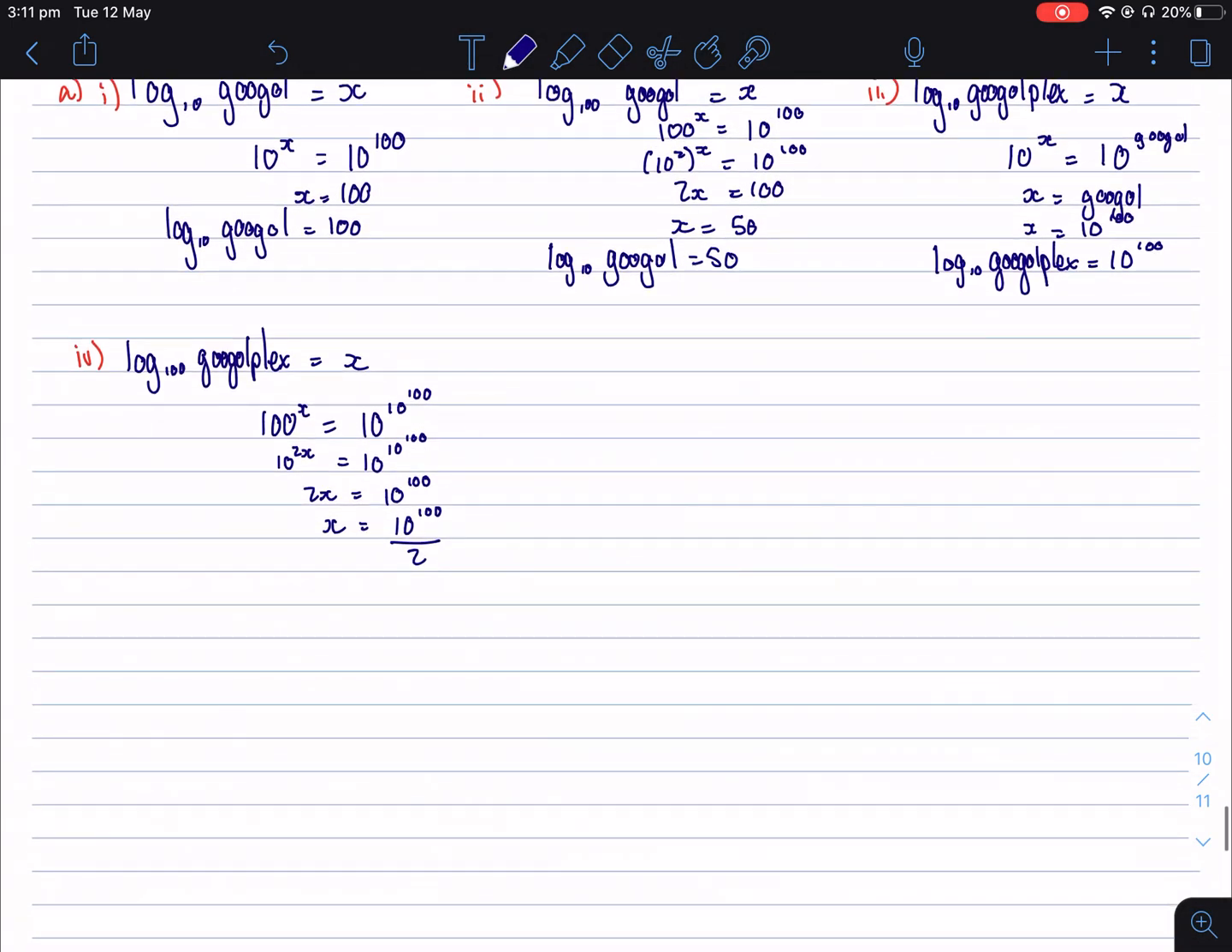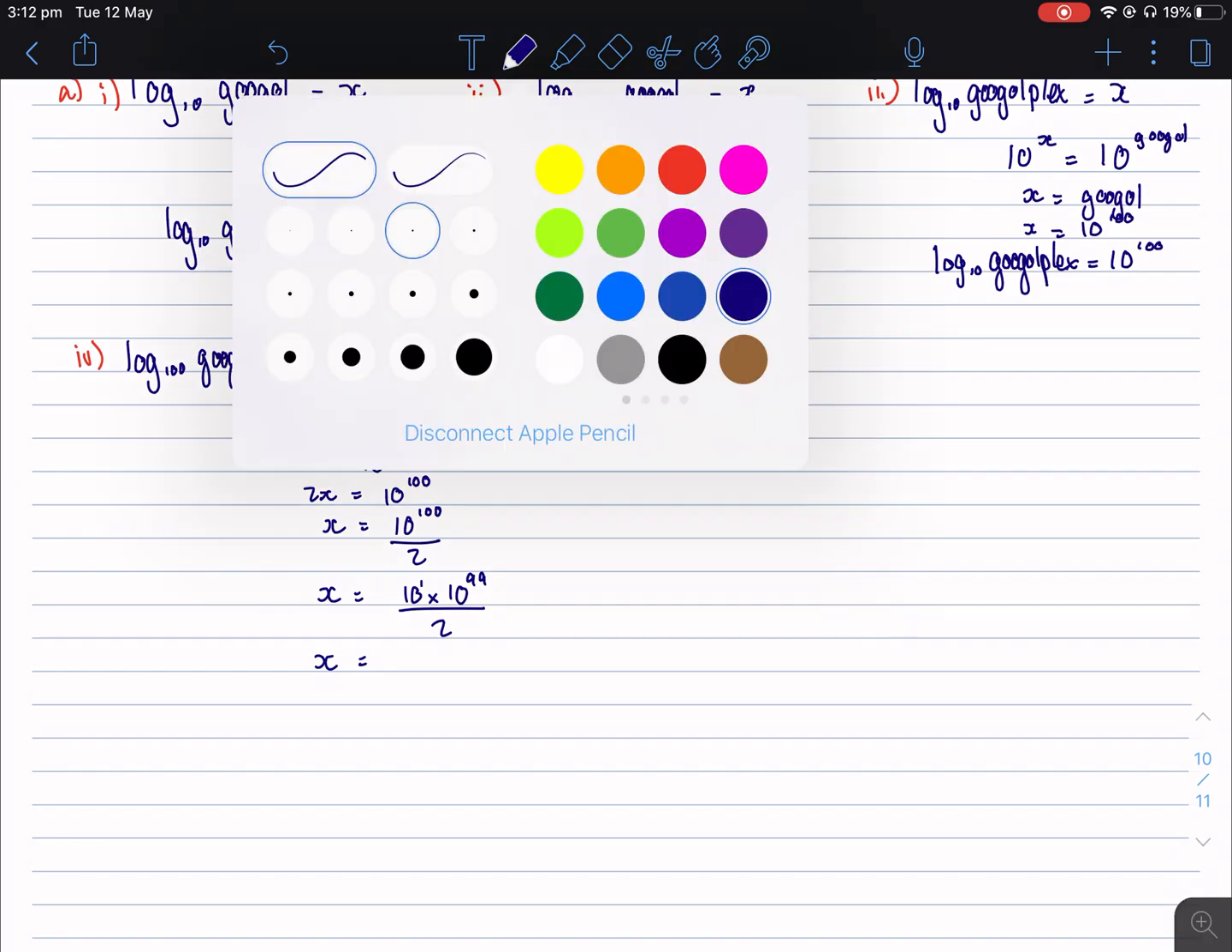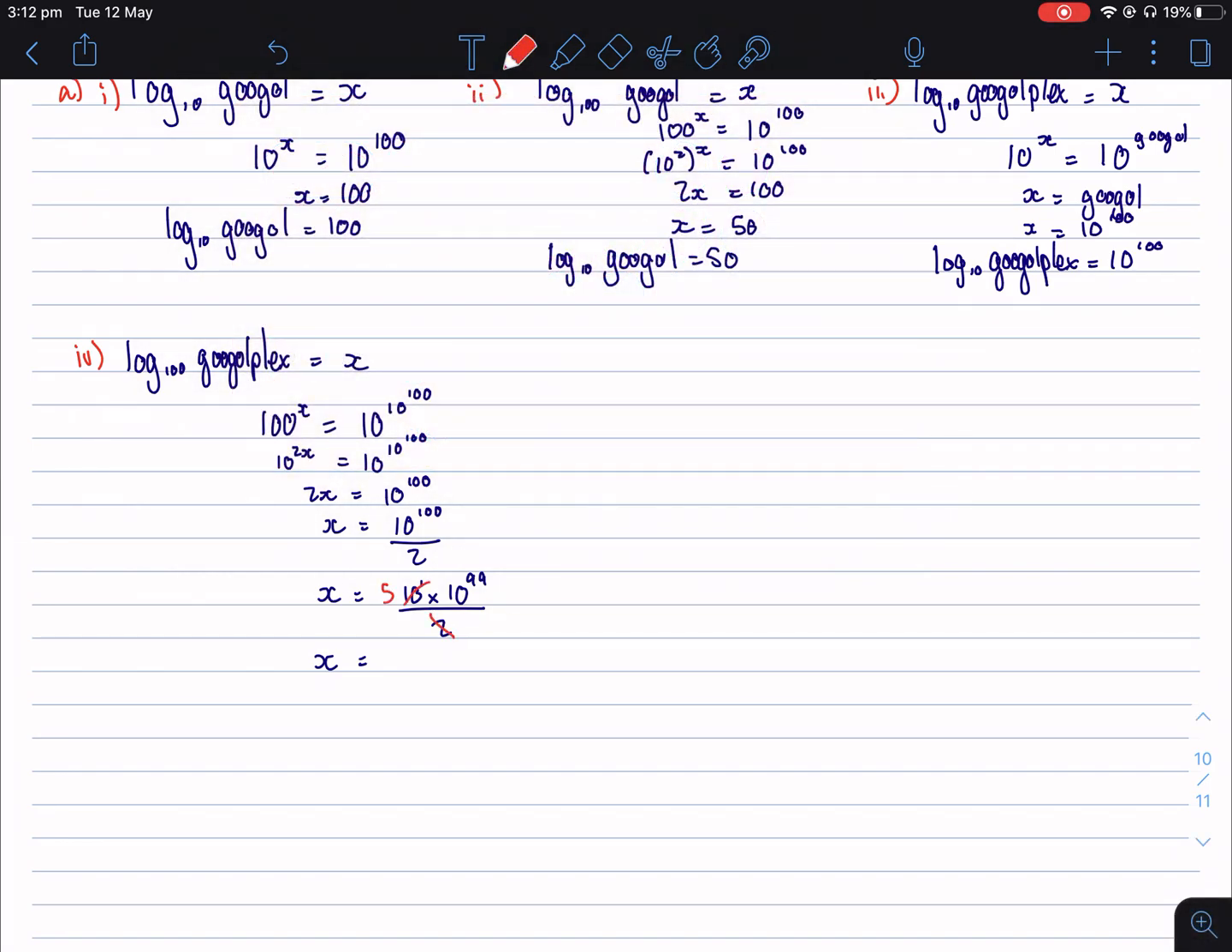Although actually, let's figure this out. 10 to the 100 is the same as 10 times 10 to the 99, isn't it? Because it's 10 to the 1 times 10 to the 99 over 2. So we've got 10 over 2, which is 5. So it's 5 times 10 to the 99.